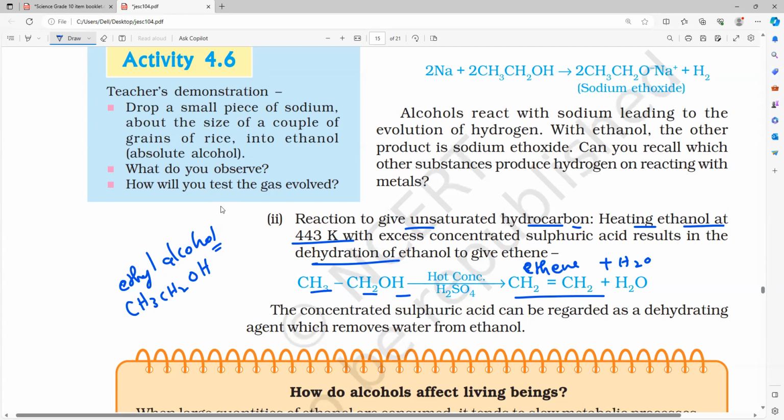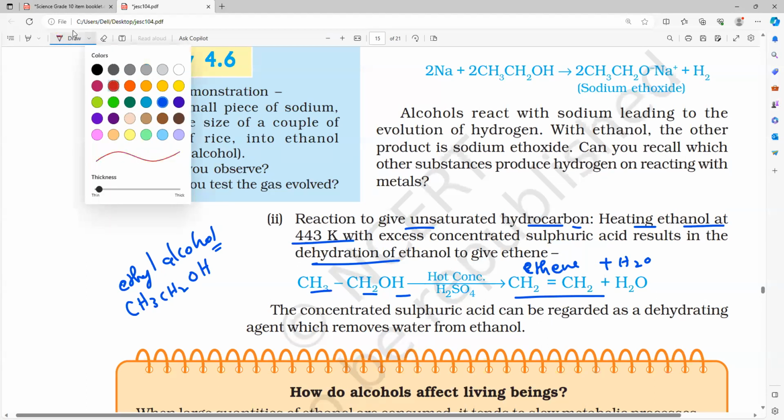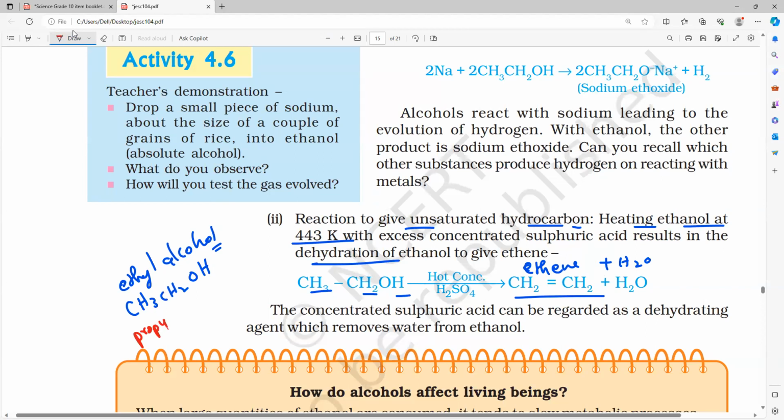Now I'm adding the next one. After ethyl, what will come? Propyl alcohol. So for propyl alcohol, what formula will come? Speak loudly, everybody. CH3, CH2, CH2OH. Am I right?